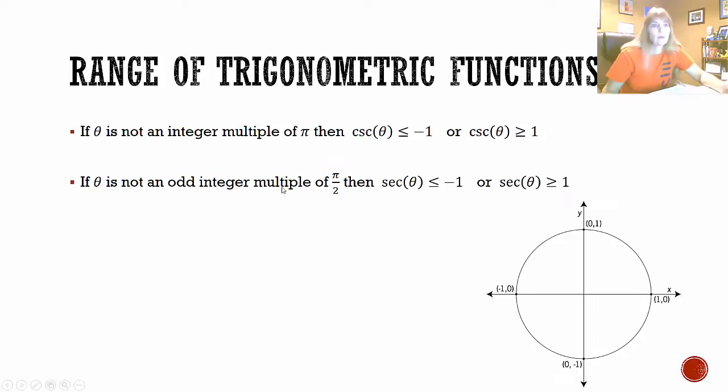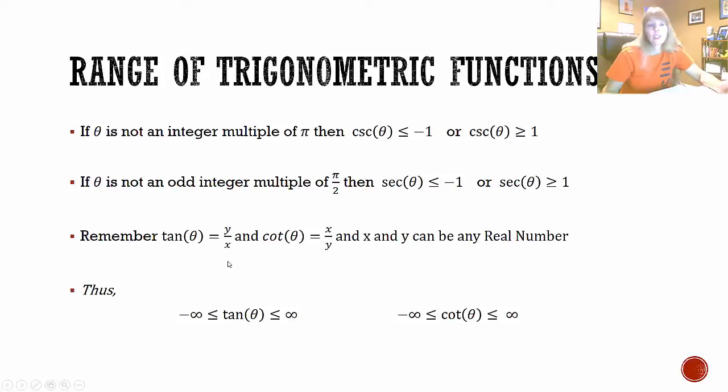All right, the same thing with cosecant and secant. Remember, we have to worry about the multiples of pi and then pi over 2. So as long as we stay less than or equal to -1 or greater than or equal to 1, the same for both of these, we're not dividing by 0. Tangent, remember, is y over x, cotangent's x over y. These can be any real numbers, so their range, meaning their output, remember that's what the range is, the output, would be all real numbers.